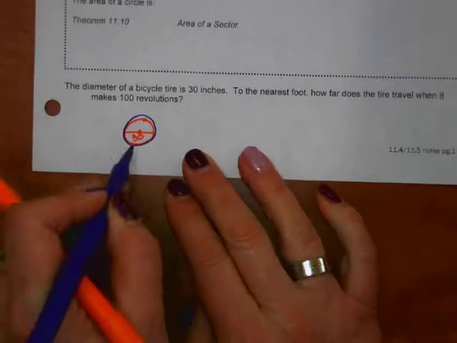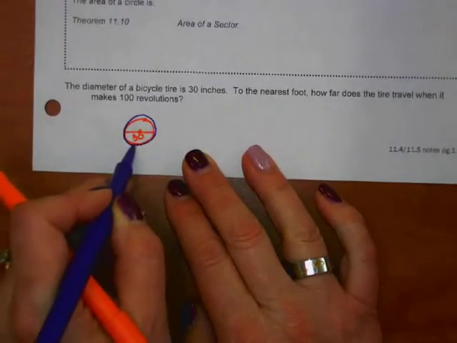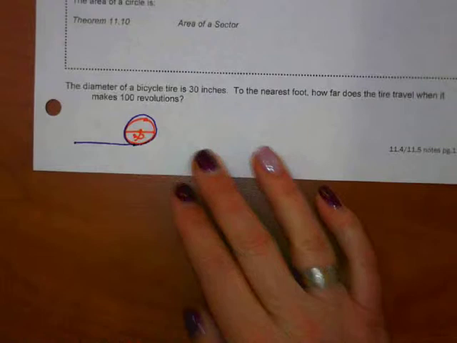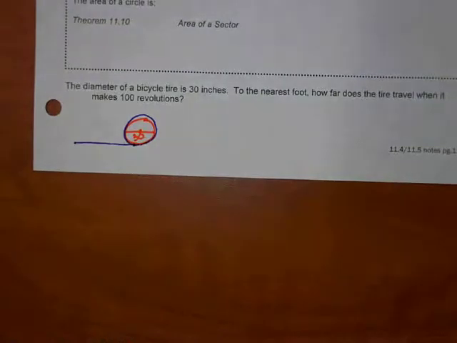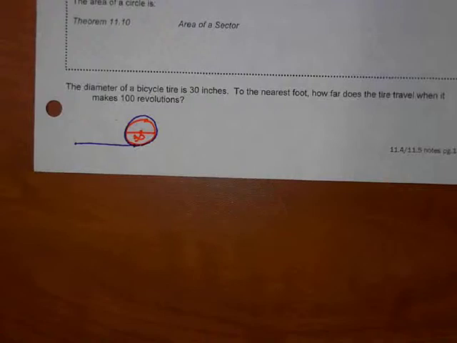Yeah, so if this tire were to rotate, it would make the same distance as the circumference. Do you understand that? If your tire is rolling down, the distance one rotation makes is the distance on the road that it travels, if you think of it like that. So we're going to find that circumference and multiply it by 100. Okay. So find the circumference.